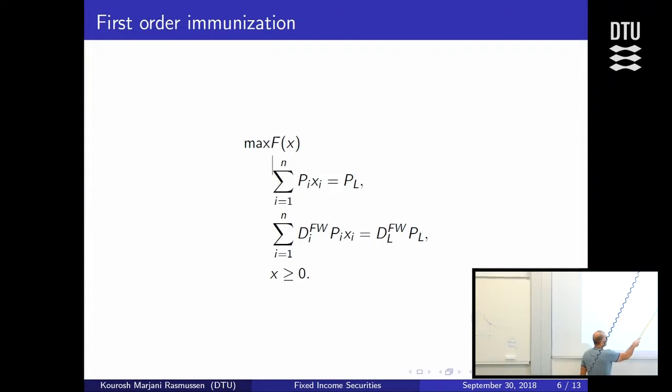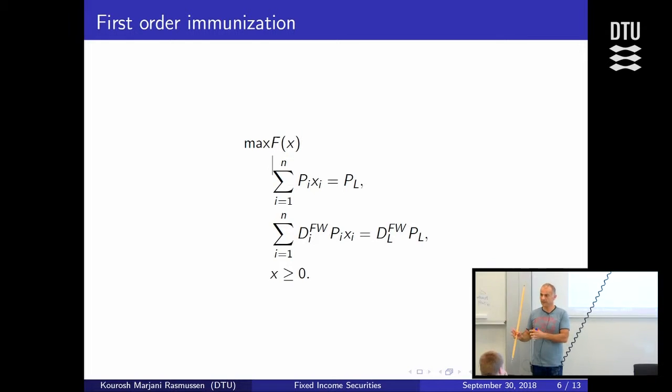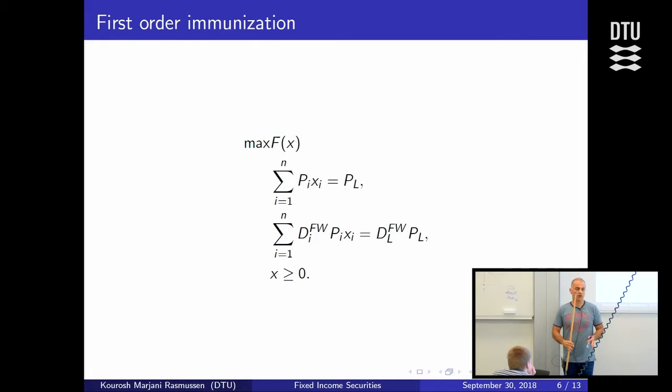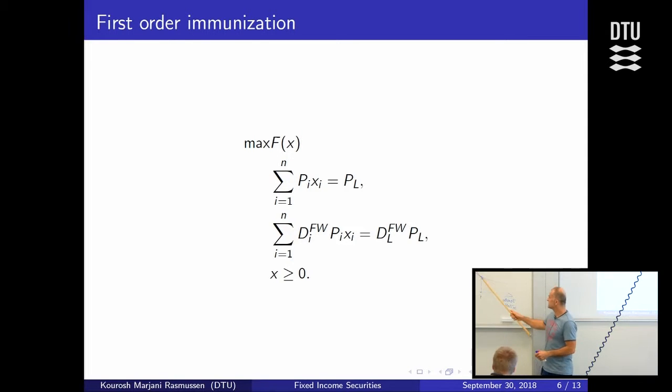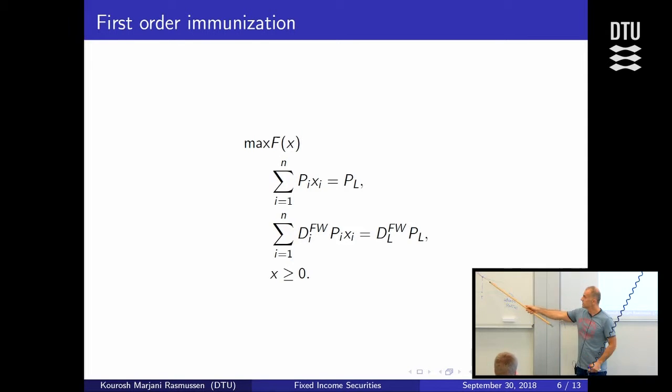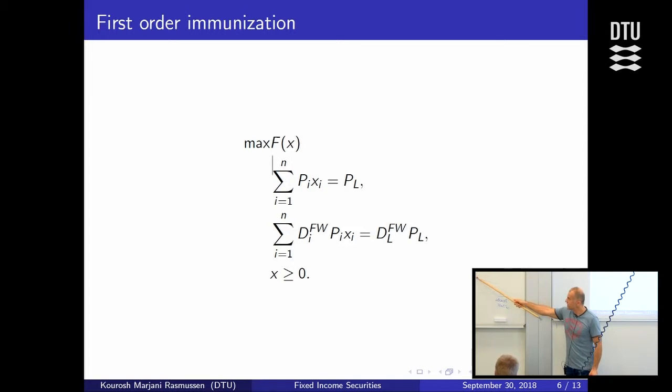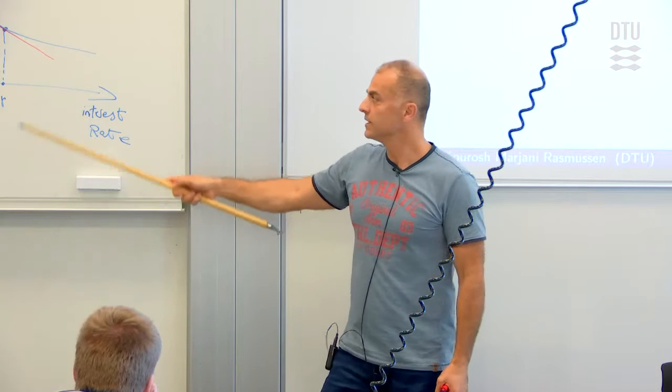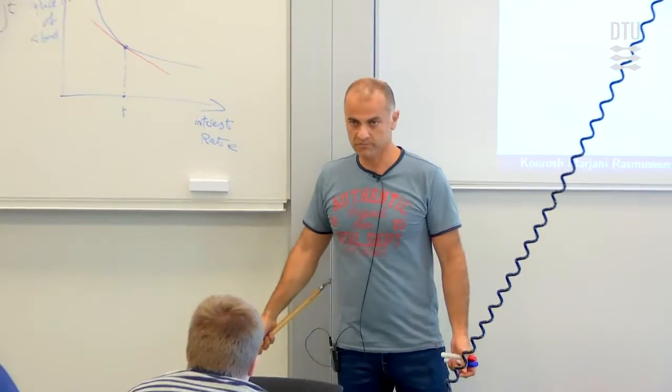Now, this equation is quite important. It says that the duration of my liabilities and the duration of my asset side have to be equal as well. And that brings us to this picture. It says that for small changes in interest rate, if the interest rates go up, I want the value of both my asset side and my liability side to fall, and the inverse should also be true if interest rates go down.